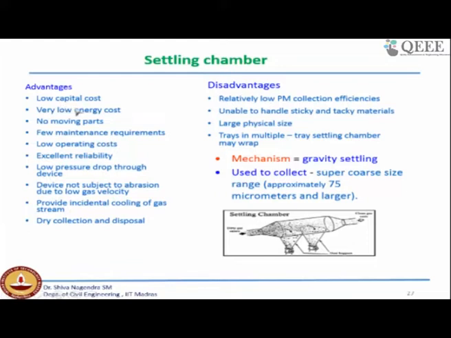Some advantages: it is low cost, low energy cost, and it has no moving parts, hence operation and maintenance cost is very low. Another advantage is dry collection; the fly ash and other things collected can be used for various other purposes. For small particles, it is not very effective. As I mentioned, it is very good for large particles. If the particles are sticky in nature, then this will not be very effective. That is another issue with the settling chamber.